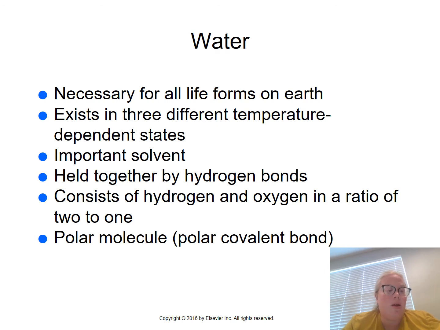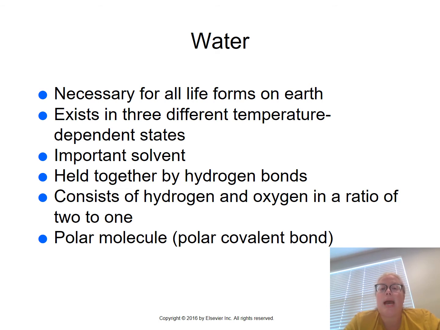Okay, and now we get to our favorite, water. So water is the most abundant molecule in the human body and in microorganisms, which contain at least 70% water, and the Earth's surface is 71% covered by water as well. So it's necessary for all life forms on Earth. It exists in 3 different temperature-dependent states. Think about it, solid, liquid, and gas. It's a very important solvent.